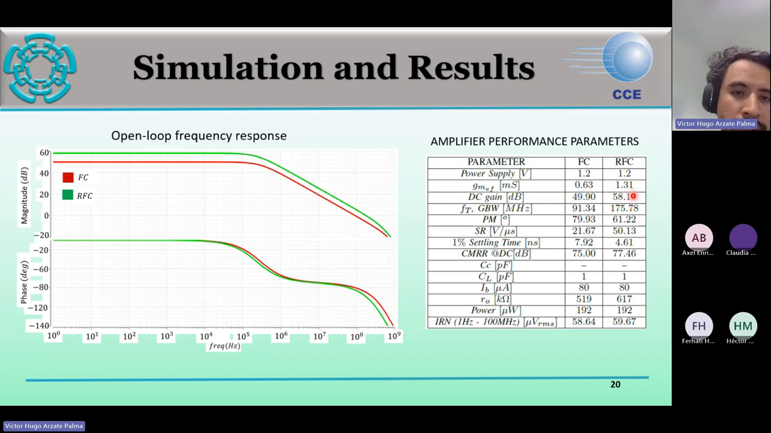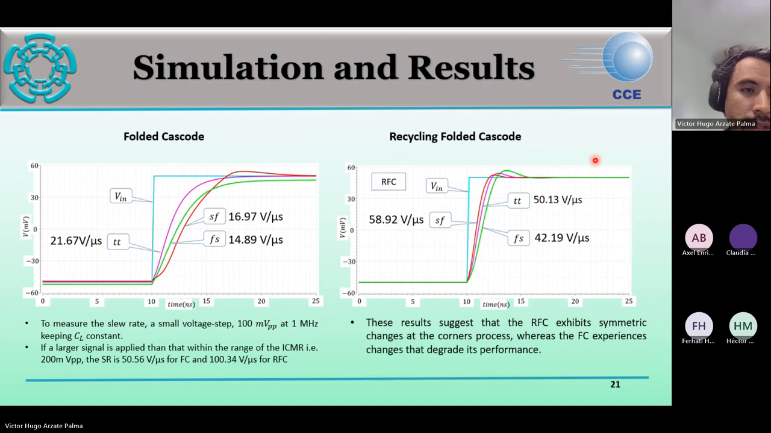We have a bigger transconductance, and we are using the same power supply and the same load capacitance. And one of the important parameters here is the slew rate. So to measure the slew rate, a small voltage step like 100 millivolts peak to peak at 1 megahertz was applied, keeping the same load capacitor.